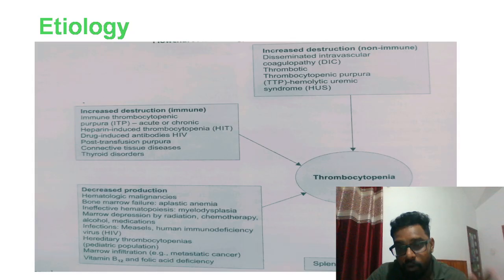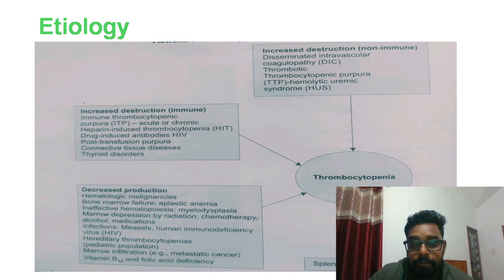So overall, we are giving the information about increased destruction, mainly by immune thrombocytopenic purpura, that is immune. Then drug induced antibodies, HIV, post transfusion purpura, thyroid disorder. Then HIT, that is heparin induced thrombocytopenia. In the case of non-immune, there is DIC, disseminated intravascular coagulation, thrombotic thrombocytopenic purpura, that is TTP, then hemolytic uremic syndrome, HUS. Okay, we can go to the next topic.